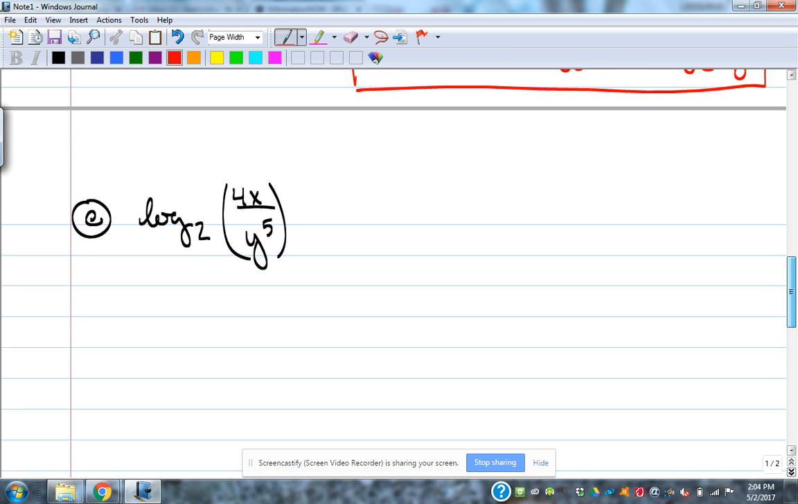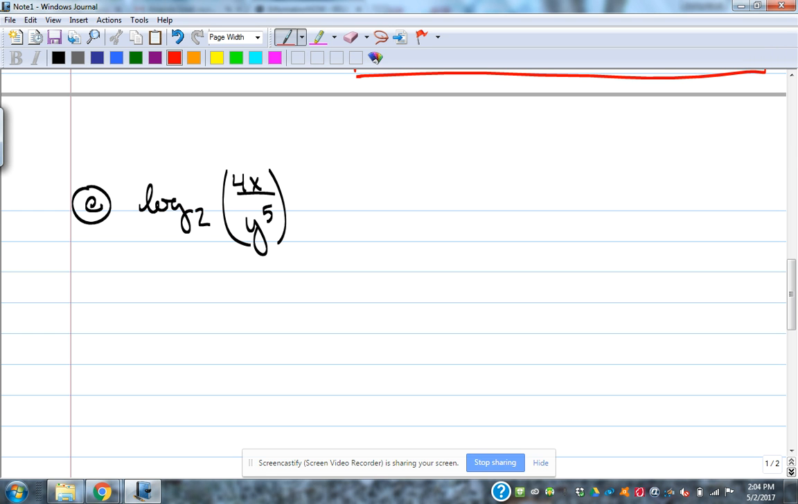All right. Let's look at this one. Log base 2 of 4x over y to the 5th. So we could have log base 2 of 4x minus log base 2 of y to the 5th. That's taking it one step at a time. You're welcome to do more than one step at a time if you want to. What could the next line read?